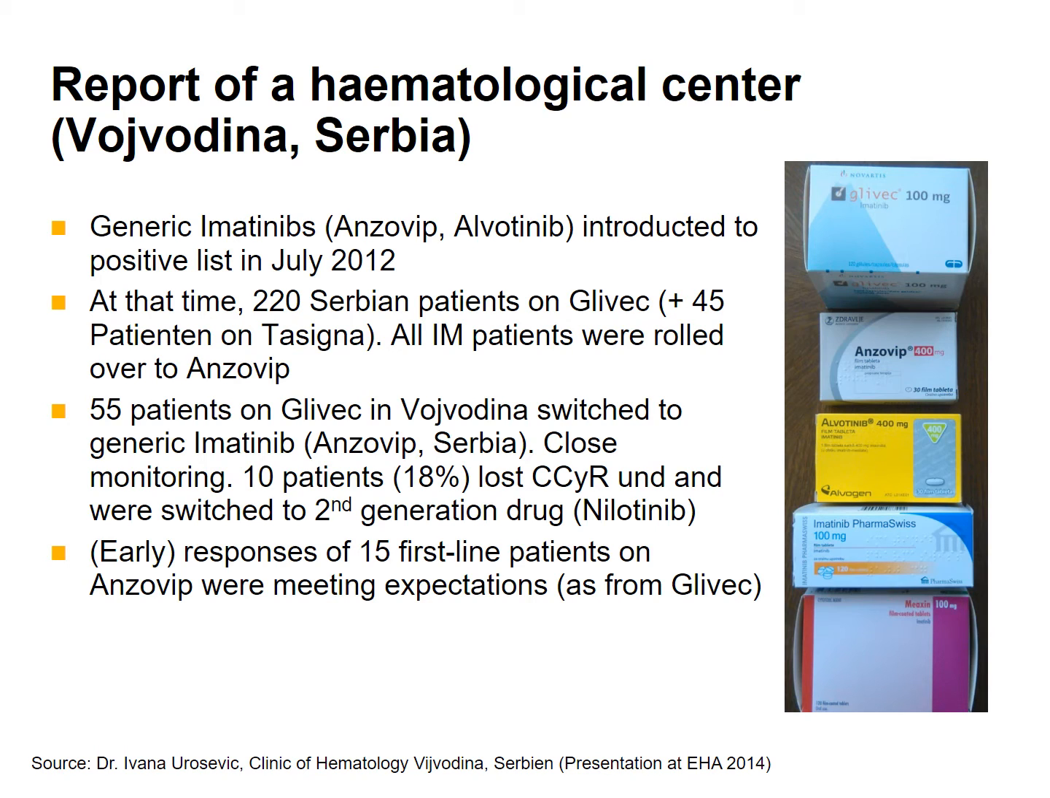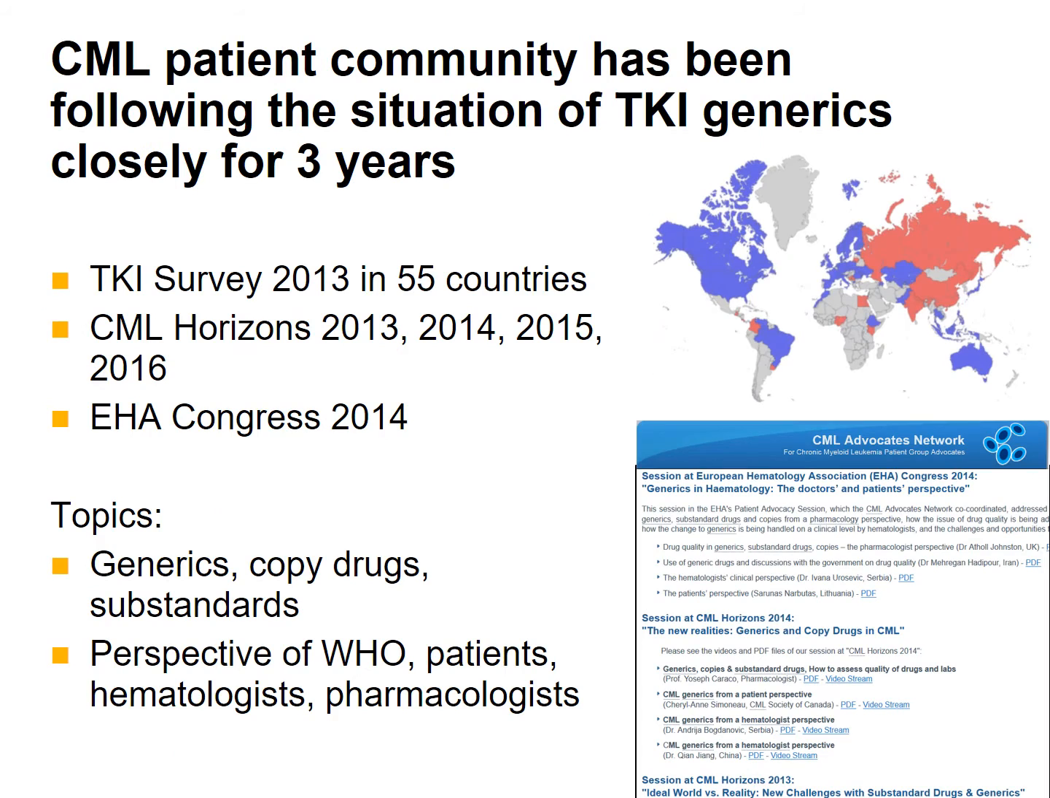The 15 first-line patients that were receiving Ansovib directly after diagnosis were meeting the usual expectations, as they would have expected from Gleevec. There was no huge difference in that.